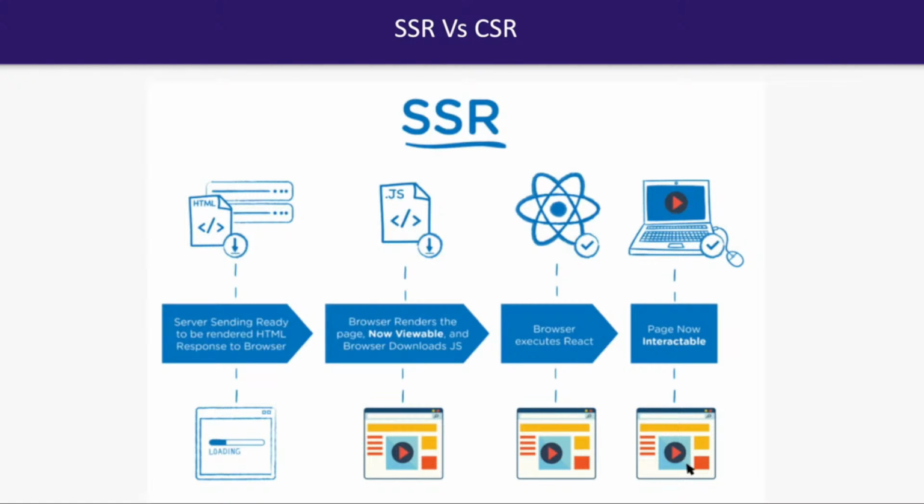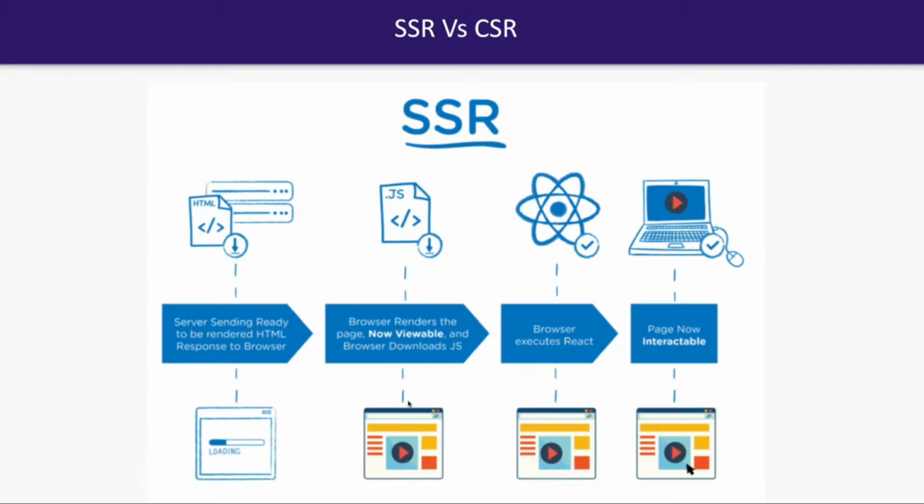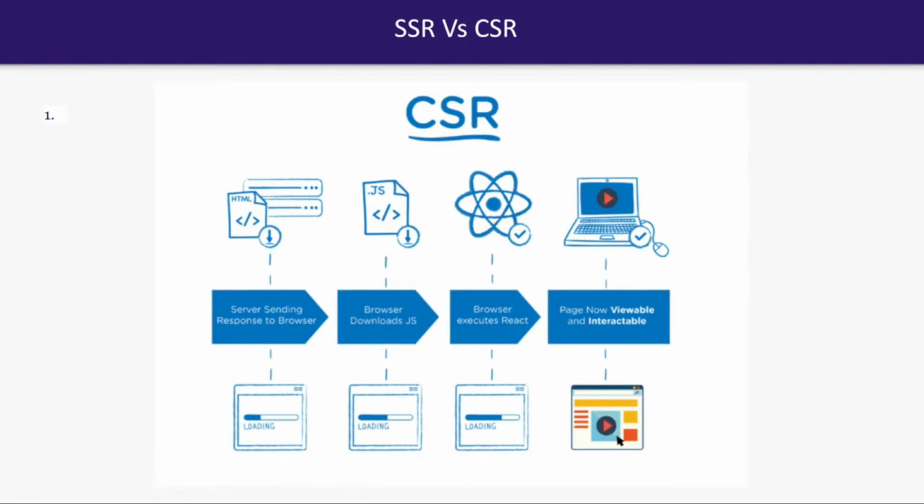And then it downloads the JavaScript, it will interpret and execute the React code, and it will make your page interactable. So your page is interactable only at the fourth phase. Here, in the second phase, you can start looking at the screen. You can see, okay, the UI is building up, but interaction is happening only in phase 4.